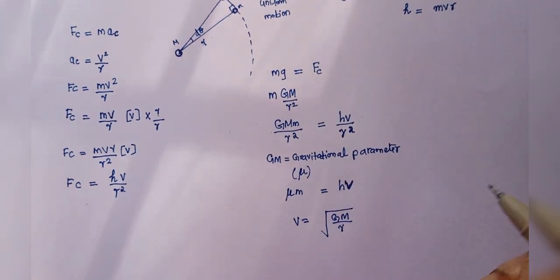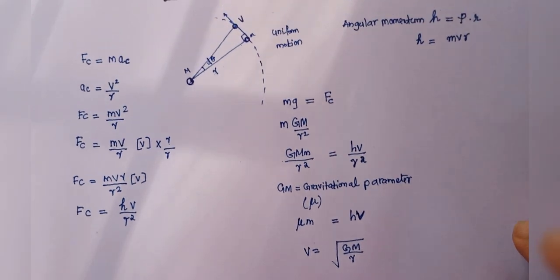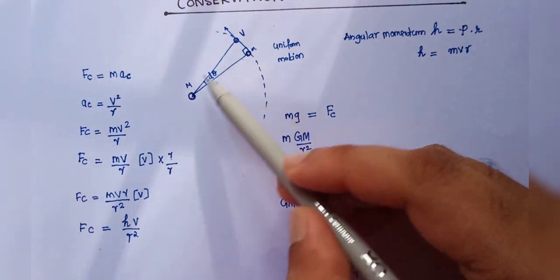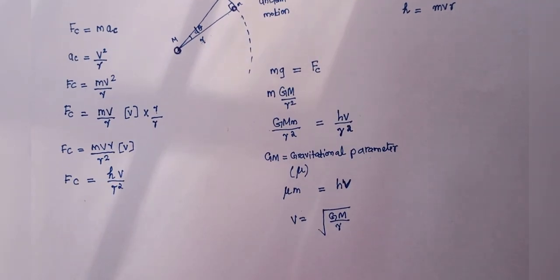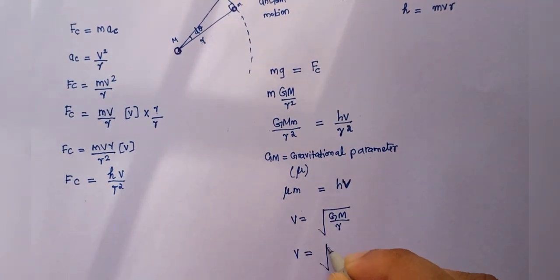Just for simplicity, GM by r we'll just take here. That is the distance, because whenever we consider a rotational body, we always take the distance between the two planets, that is r. So you get v is equal to root of GM by r. I can again write this expression as v is equal to root of mu divided by r.